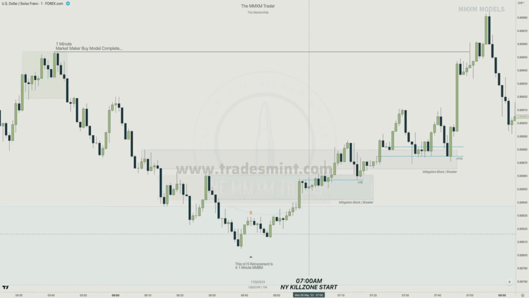And what is most important too, time, right? So be in a kill zone to look for your setup. So the New York kill zone starts over here, 7 a.m., right? And this part is in the kill zone. So we form that smart money reversal just before the kill zone, and we want to look for entries inside the kill zone.